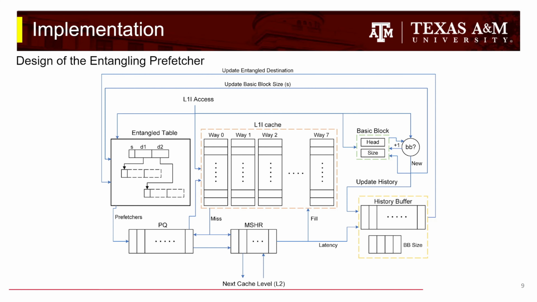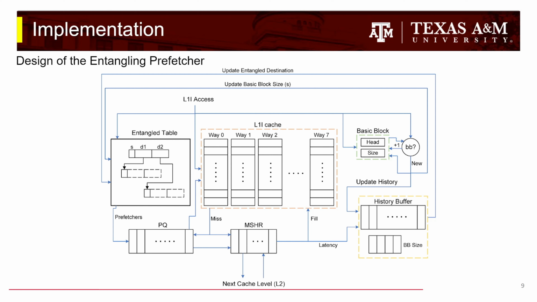Now I will explain the implementation of the entangling prefetcher. In the center is an 8-way L1I instruction cache. To the right, two registers are used to track the head and size of every basic block. Every new cache line increments the size, and once the end of the block is reached, the head and size are stored in the entangled table.